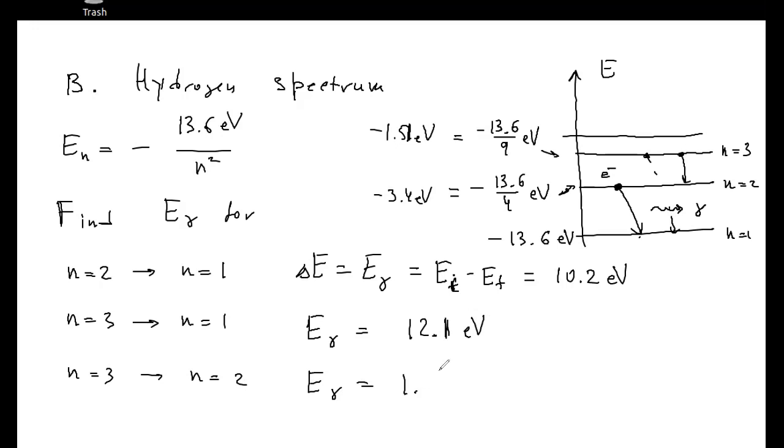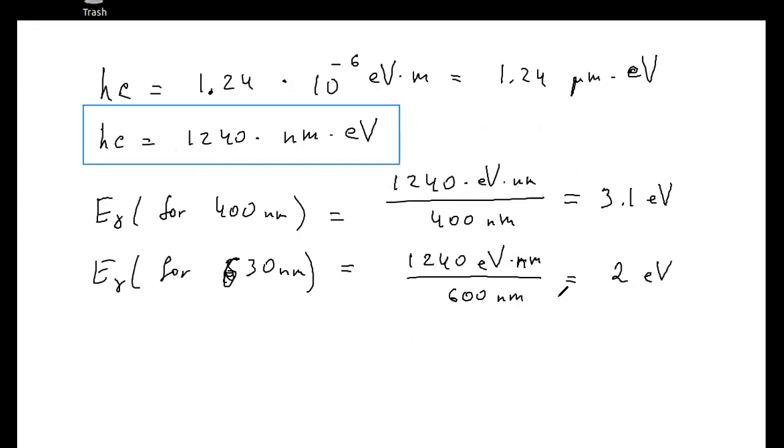1.89. Yes. What can you say about these two transitions, 2 to 1 and 3 to 1? The energy. Is it visible light? It's ultraviolet. It's ultraviolet. So this is a visible light, yes?